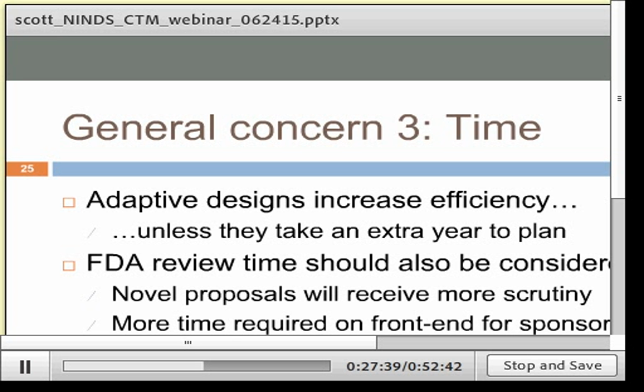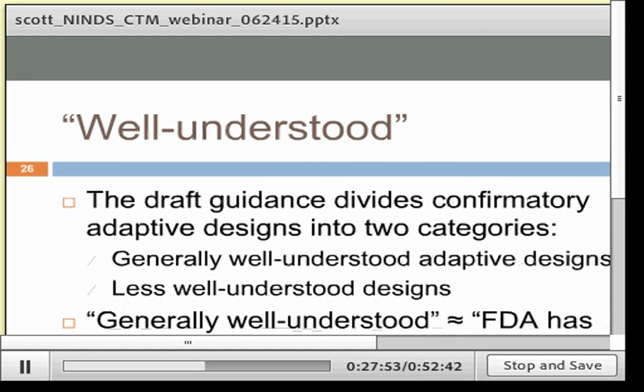I think the guidance notes that as we get more experience with various kinds of adaptive designs, this particular concern should more or less melt away. But I think people will always think of new things to do, so there's always going to be some time issues. One of the more controversial parts of the draft guidance is the use of this term "well understood."